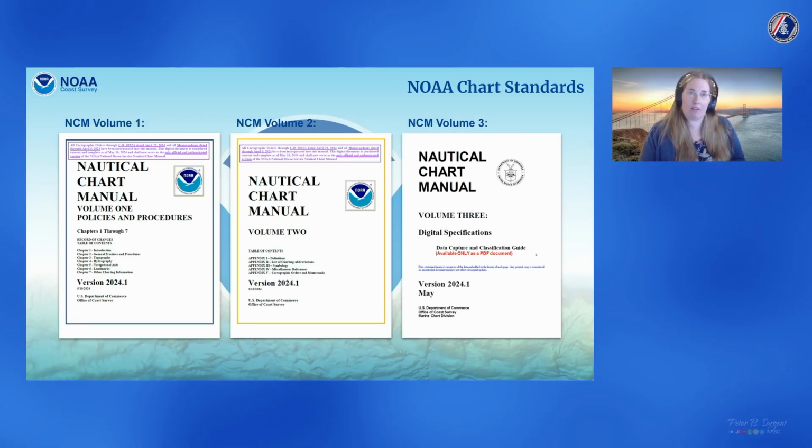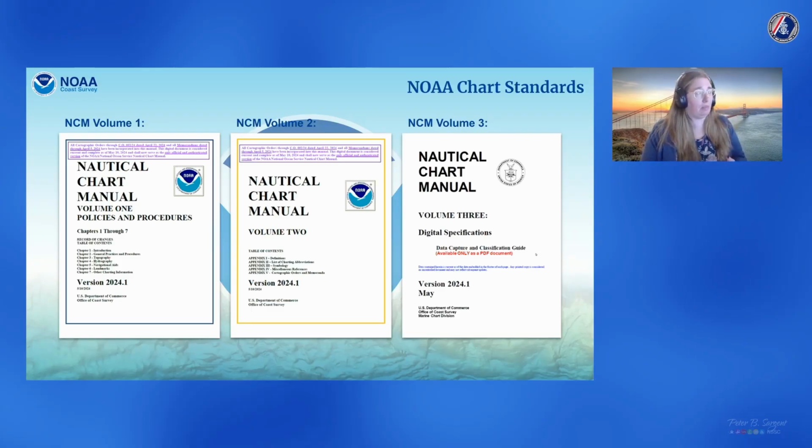Volume 1 primarily covers the rules for charting: when to chart something, who the authority is, and what you can do with the charted feature according to what authority provided the information. So it's very important. It's the foundation of what we use to make and update our nautical charts.